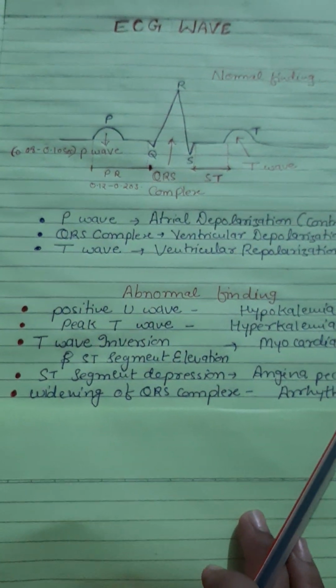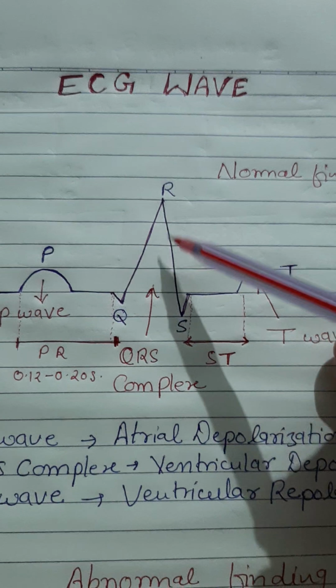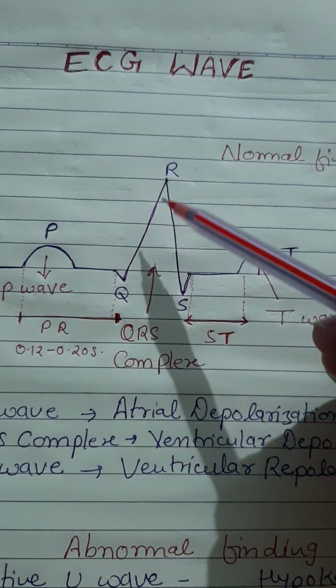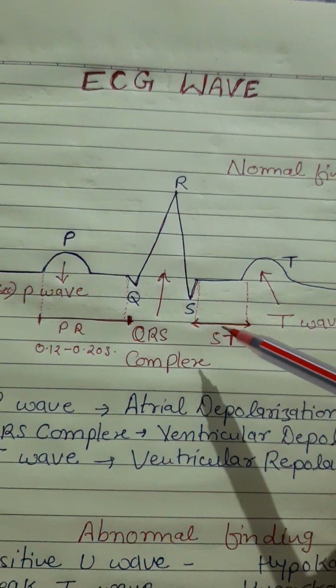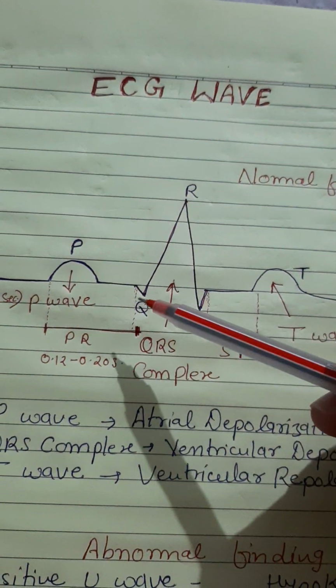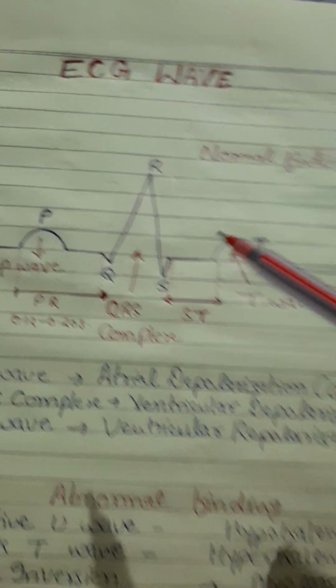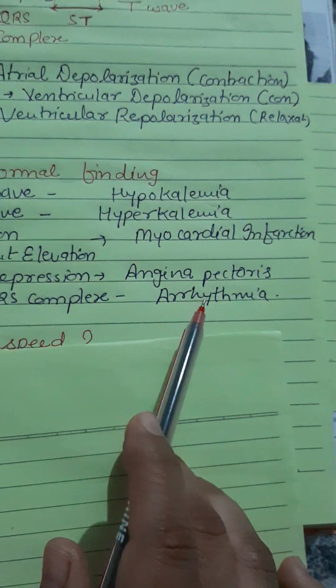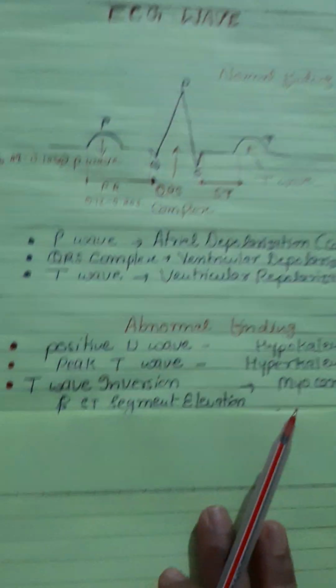Now widening of the QRS complex. This is the QRS complex, and if it is too wide, like it takes too much time to appear, then there may be arrhythmia. The patient may be suffering from arrhythmia.